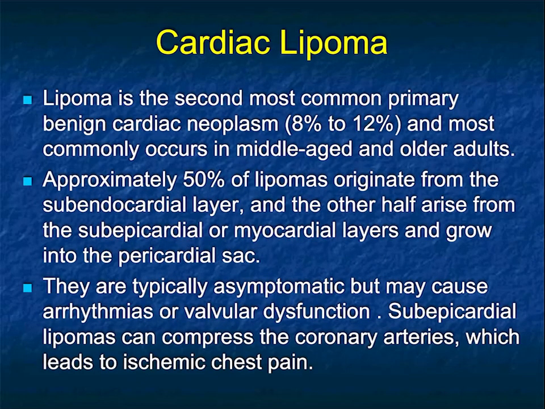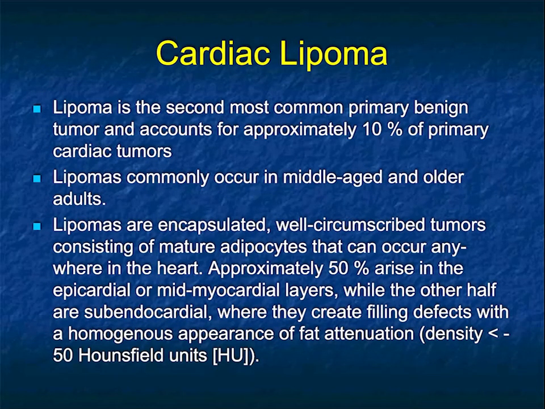And we left off last time mentioning that lipomas are the second most common primary cardiac tumor. They're more common in middle-aged adults. Approximately 50% of lipomas originate from the subendocardial layer, and the other half arise from the subepicardial or myocardial layers and grow into the pericardial sac. They're typically asymptomatic, but they can cause arrhythmias or valvular dysfunction, so they are important. Subepicardial lipomas can compress the coronary arteries, which can lead to ischemia and chest pain.